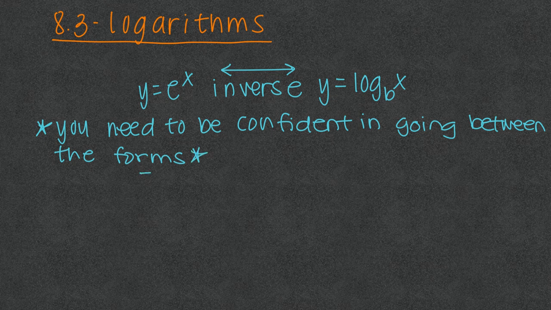So for exponential form, we use the abbreviation BEA, meaning base, exponent, answer. It was always base, exponent equals answer. And then for logs, we used LaBe. So LaBe was log, base, answer equals exponent.